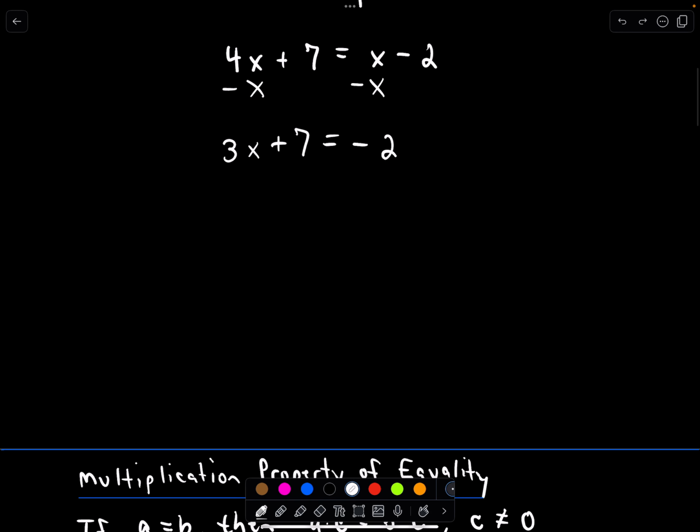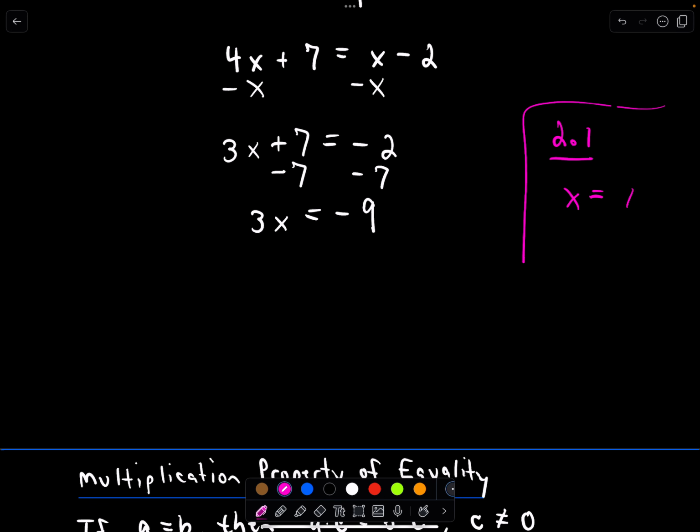Now, I want to get the x all by itself, so since I've got 3x plus 7, I'm going to subtract 7 from both sides. And that's going to leave me with 3x on the left, and negative 2 minus 7, that's negative 9, on the right. Now, in the previous section, 2.1, once we did these, we always ended up with x equals some number. Maybe it was x equals 7 or x equals 10 or whatever it was. But notice in this case, we've got a coefficient in front of our x, and we didn't have that in any of those examples in 2.1.